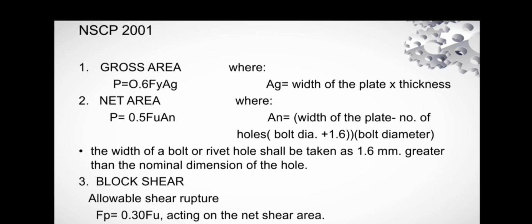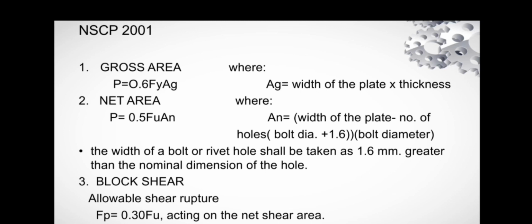So moving on, NSCP 2001. In gross area, P is equal to 0.6 Fy Ag, where Ag is the gross sectional area. To find Ag is equal to the width of the plate times the thickness. Next is the net area. P is equal to 0.5 Fu An, the net area. To find An is equal to the width of the plate minus the number of holes times the bolt diameter plus 1.6 times the bolt diameter.